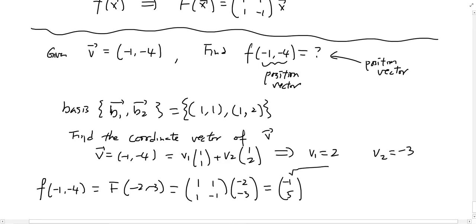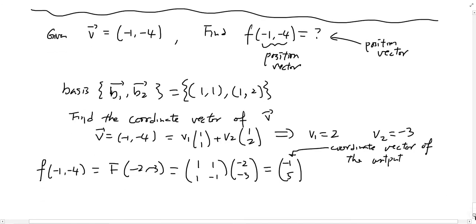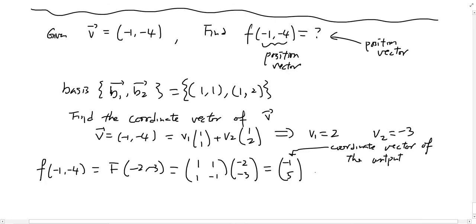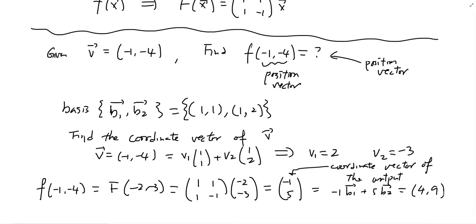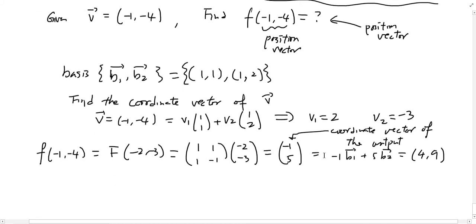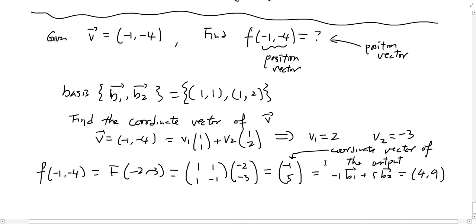Now, what is this vector right here? This is the coordinate vector of the output. So not the answer that we're looking for. So now how do I write out the answer? Well, that would mean that this is equal to negative 1 times b1 plus 5 times b2. So now I can simply do my math, and that would come out to be 4, 9. So essentially, that's how the capital function F works.